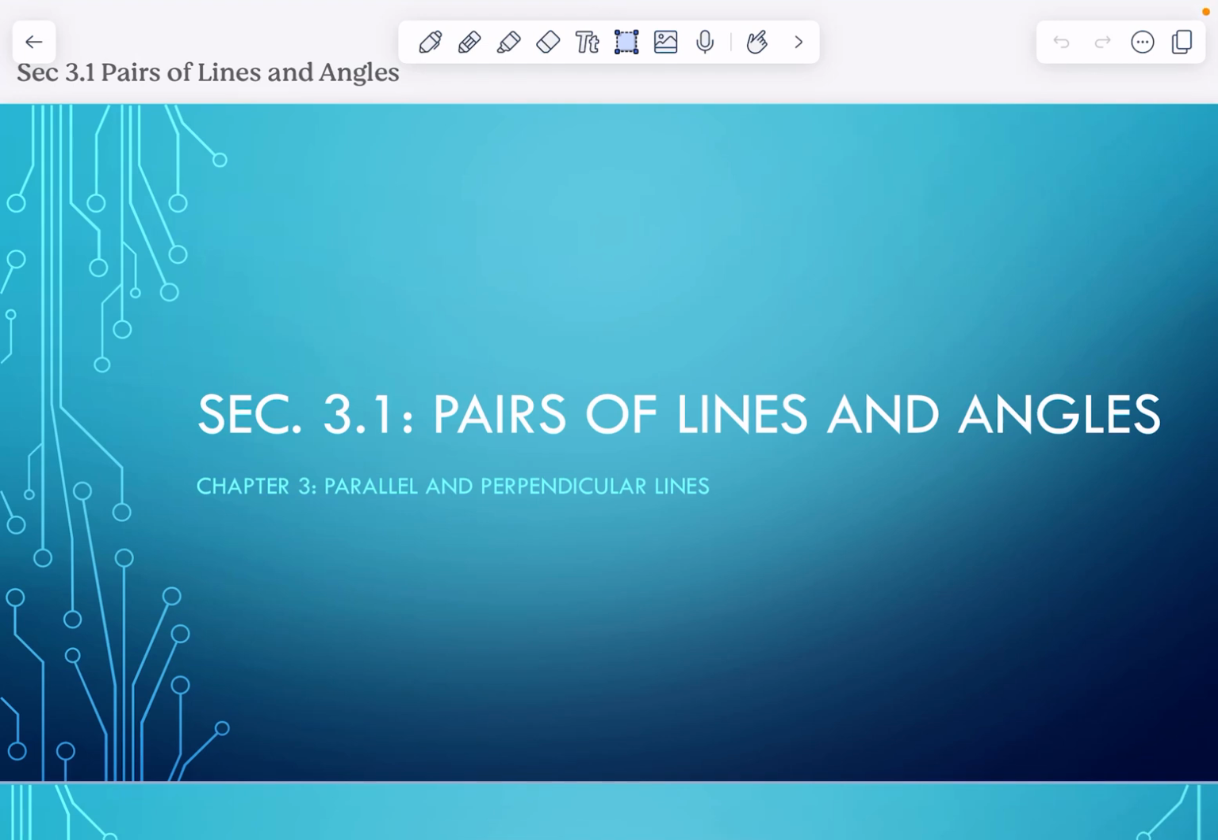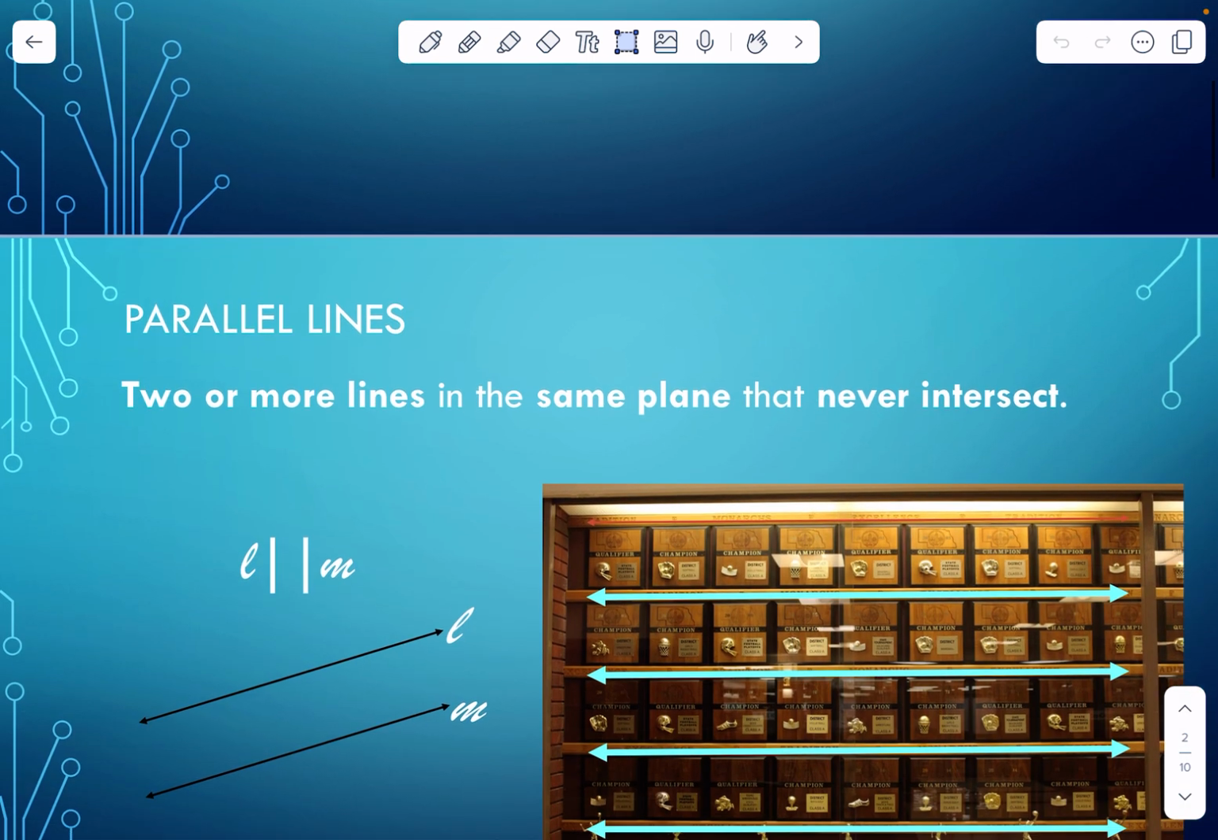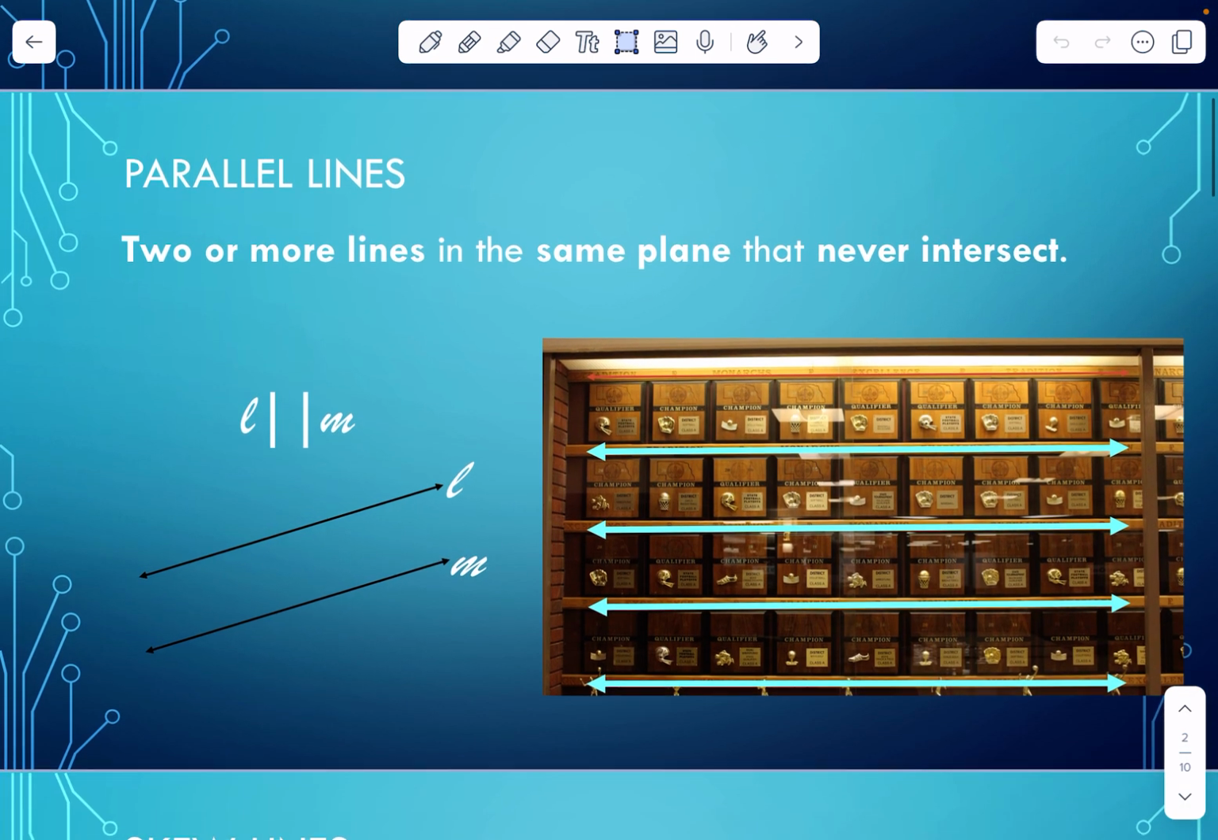Getting into chapter 3, parallel and perpendicular lines. We're going to start off with pairs of lines and angle relationships. So we're going to start off with this thing called parallel lines. Parallel lines are two or more lines in the same plane that never intersect.